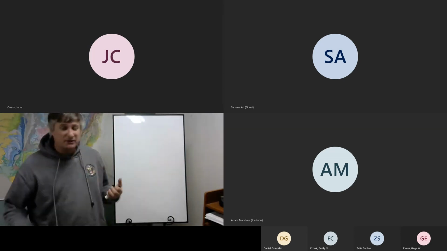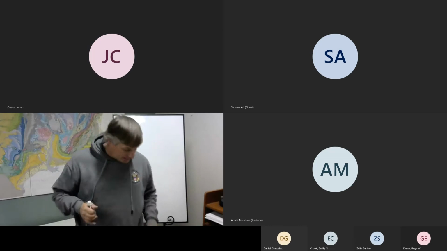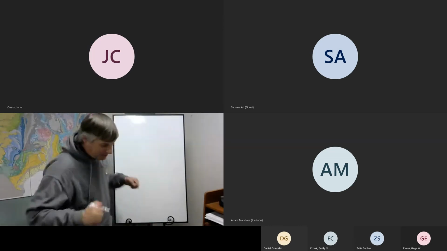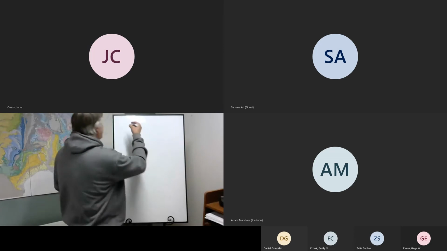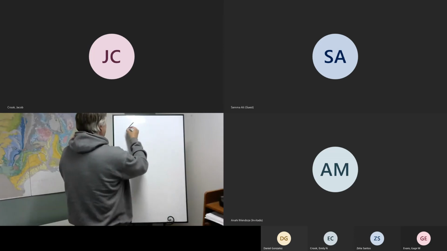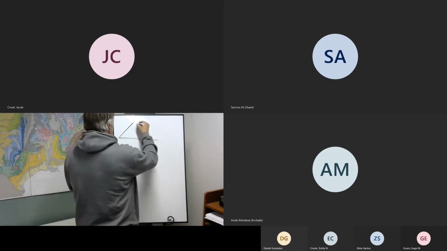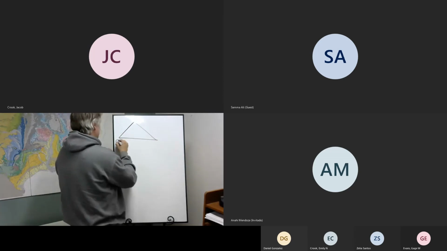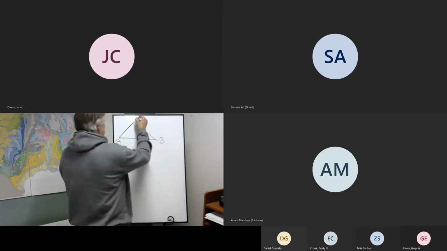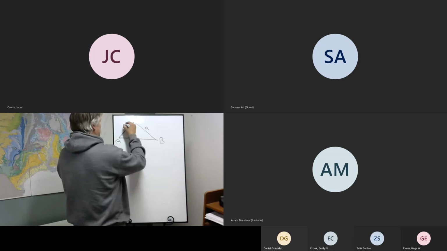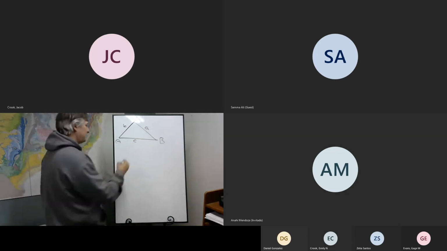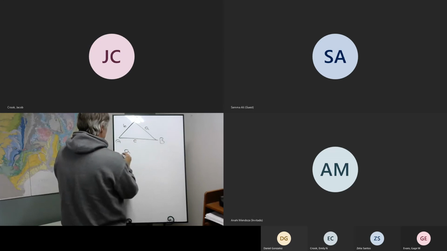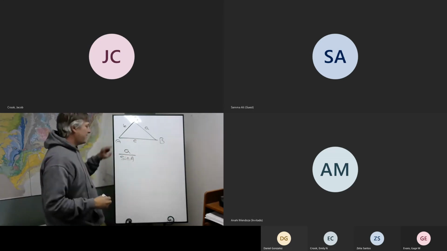So I'm going to get started. We're going to finish section 7.1. We had this example. We were talking about the law of sines. So we have a triangle like this. The law of sines says we take side A over the sine of angle A.